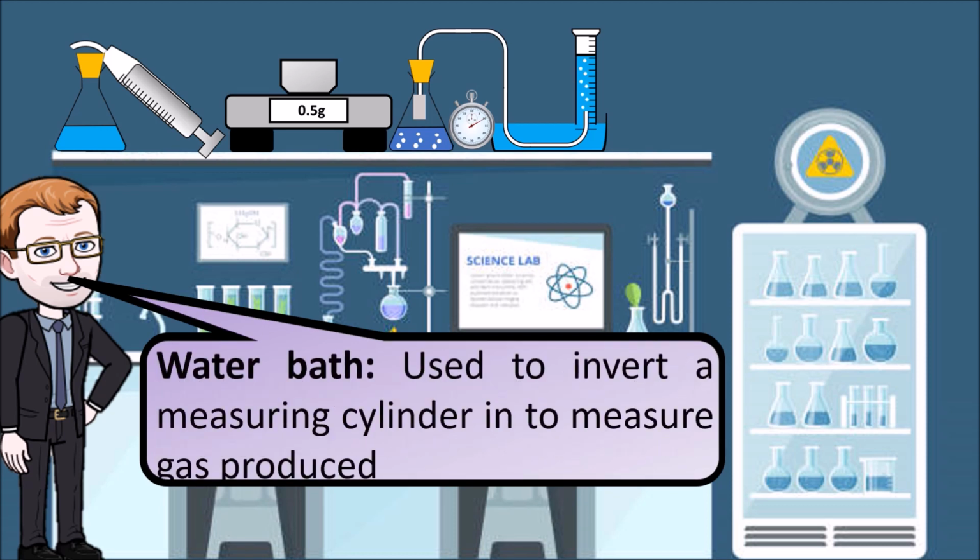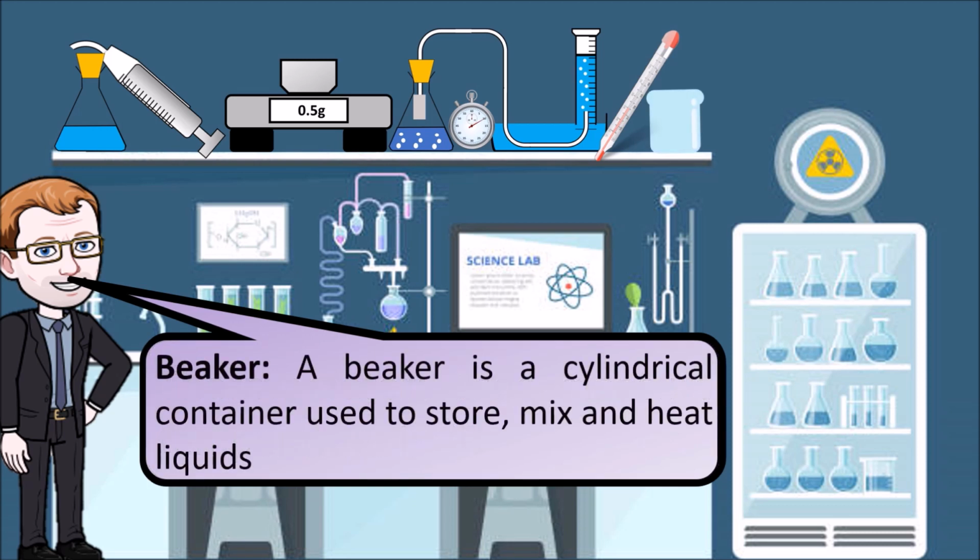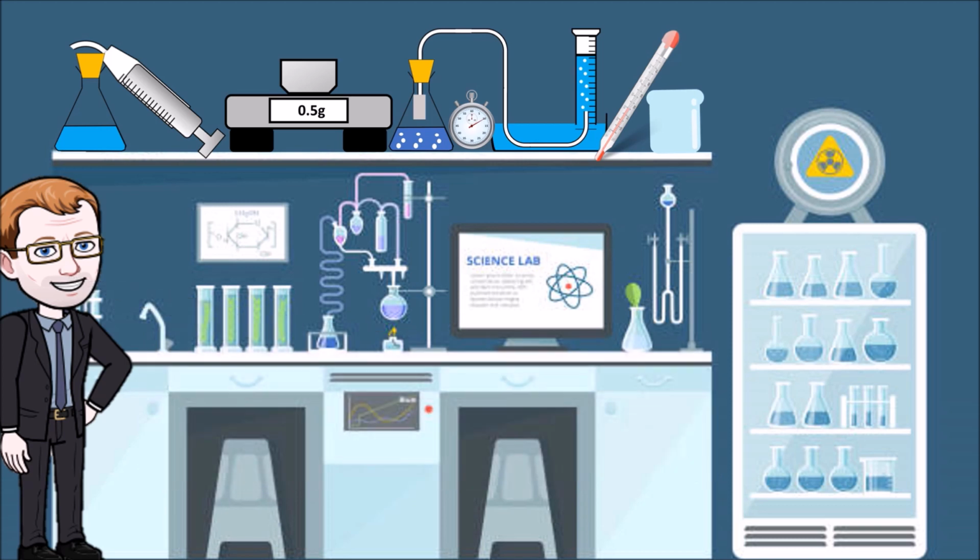And a water bath is used to invert a measuring cylinder into, and then you fill it with water, and then you can measure the amount of gas produced by seeing how much water has been displaced. Thermometers are used to measure the temperature in degrees centigrade, and beakers are generally used to carry out reactions in, store things in, or mix or heat liquids in.